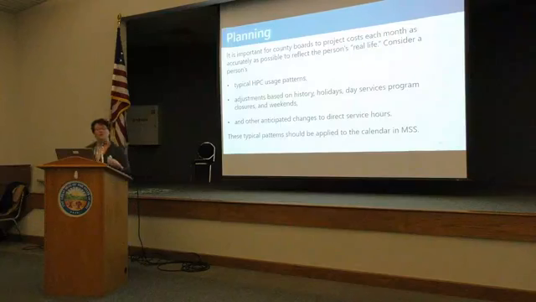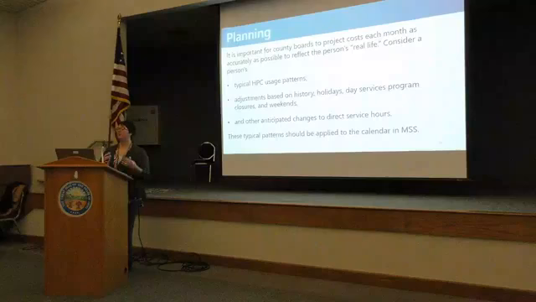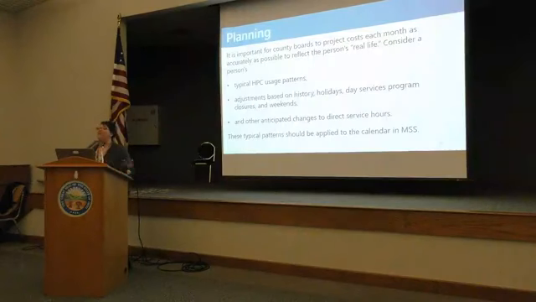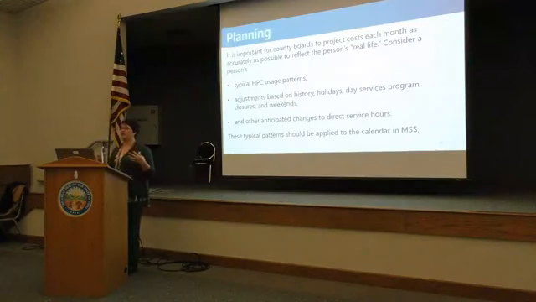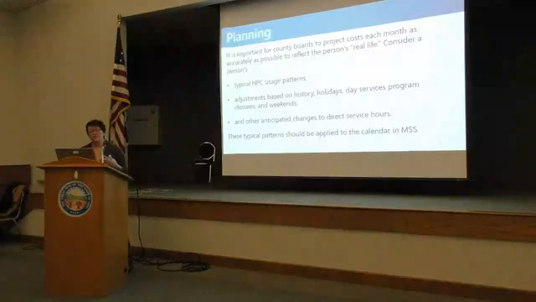Consider a person's typical HPC usage patterns. Look at the adjustments based on history, holidays, and day services, programs, closures, and weekends. So, for example, I love the snow. I love every bit of it. Today was a little rough, but I love every bit of that snow. So when it comes to December, January, February, possibly into March, I'm going to stay home when there's some snow out there because I'm going to get my sledding done, I'm going to build my snowman. So there are going to be days where I'm going to look at you and go, I don't want to go to work. I want to stay home and let's go play in the snow. Those are going to be those atypical things that happen. So plan for them. But Jessica likes to go in the snow.